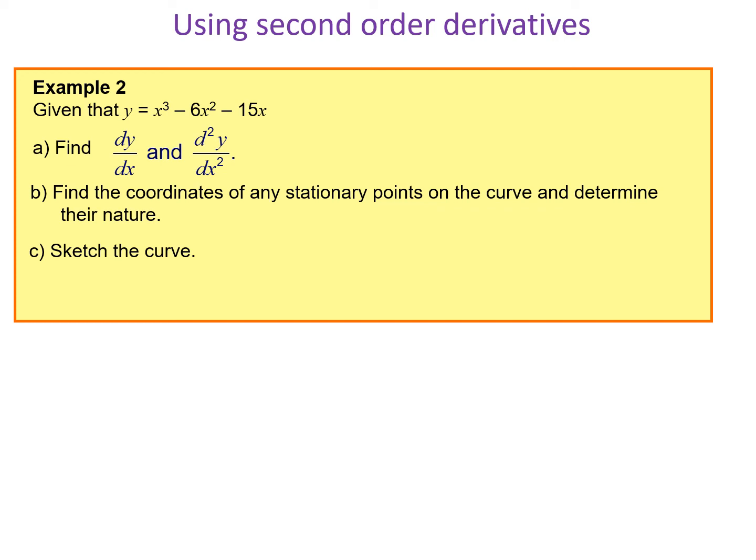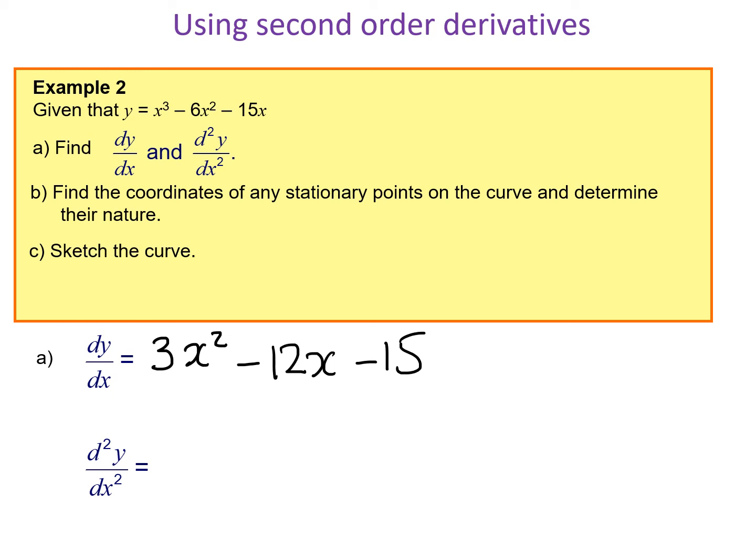Okay, now you have to come up. Right, dy/dx then, we differentiate that. I'll give you a second to write down what you think it is. Okay, what we should have is 3x² - 12x - 15. Differentiate it again. That would give us 6x - 12.